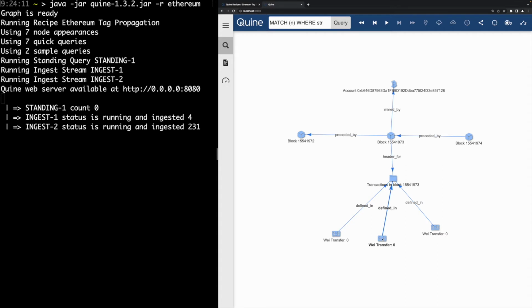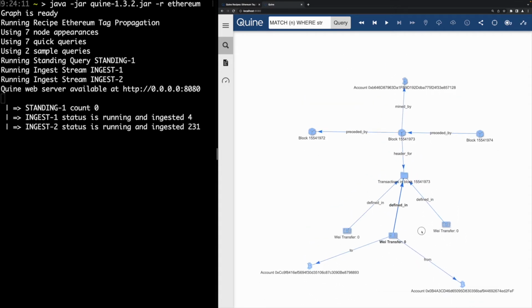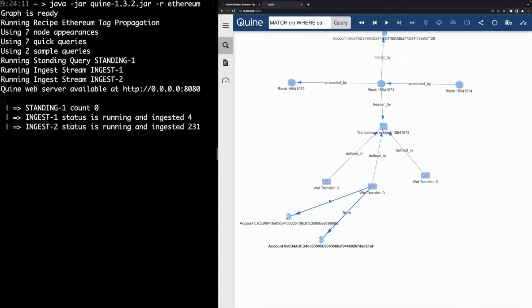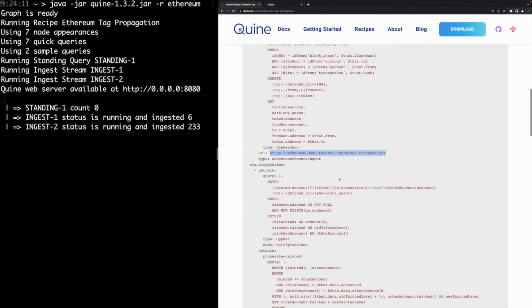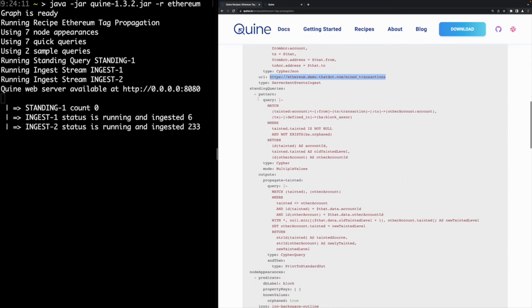And if we go explore some of these, you can see easily they're coming from one account, going to another account. It's a transaction, just like you'd expect. So far, this makes Quine look a lot like a graph database. But where Quine really shines and brings something new to the table is behind the scenes. That recipe we were looking at makes use of a functionality unique to Quine called standing queries.